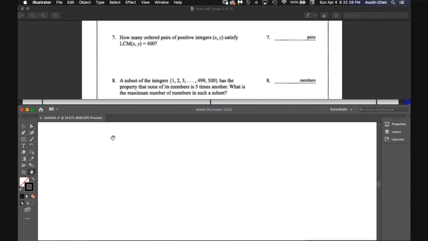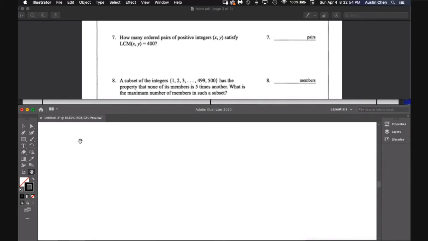Okay, we have number 7. How many ordered pairs of positive integers x, y satisfy least common multiple of x, y is equal to 400? Okay, so what does the least common multiple function do?